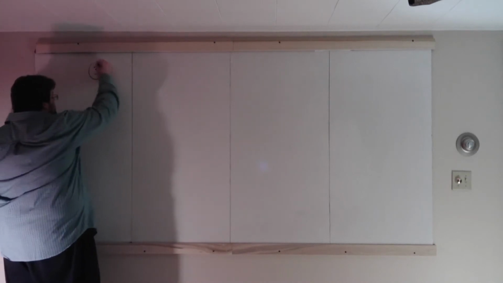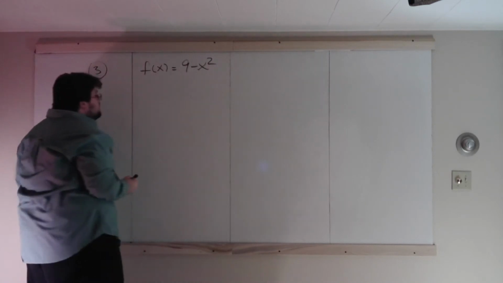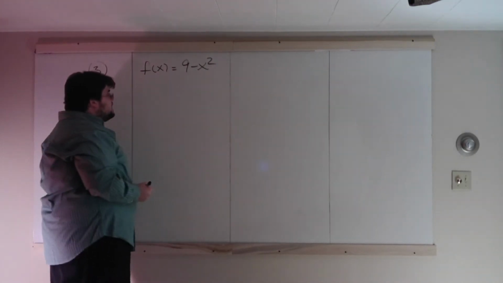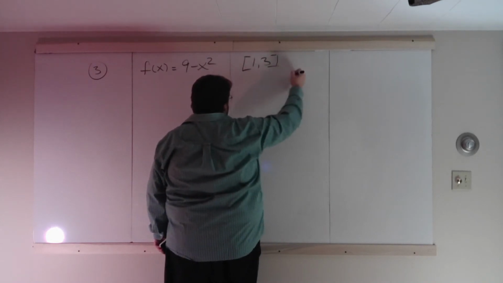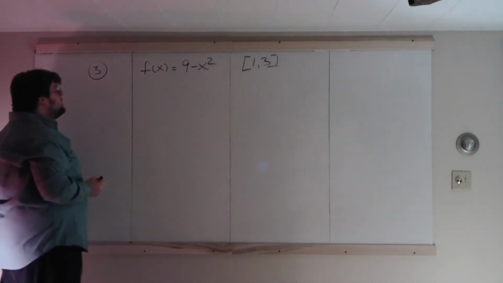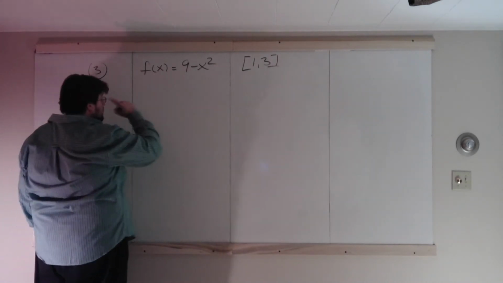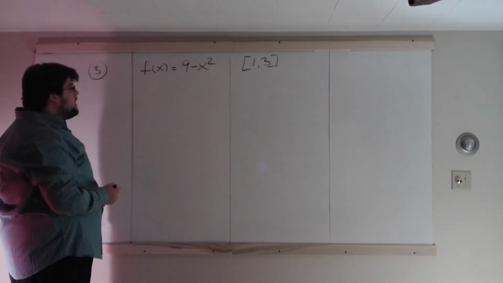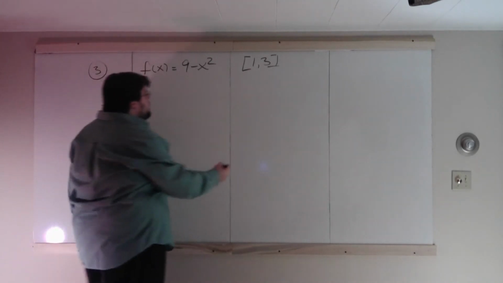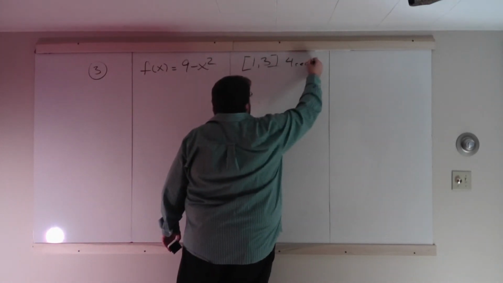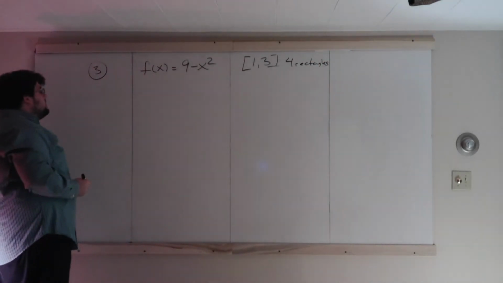Number 3. Given this function, approximate the area between this function and the x-axis on this interval using 4 rectangles. Well, remember how this works. We're going to set it up so that the bases of all the rectangles are the same. If we want 4 rectangles on this interval, then all their bases are going to have length a half, because that interval has length 2.